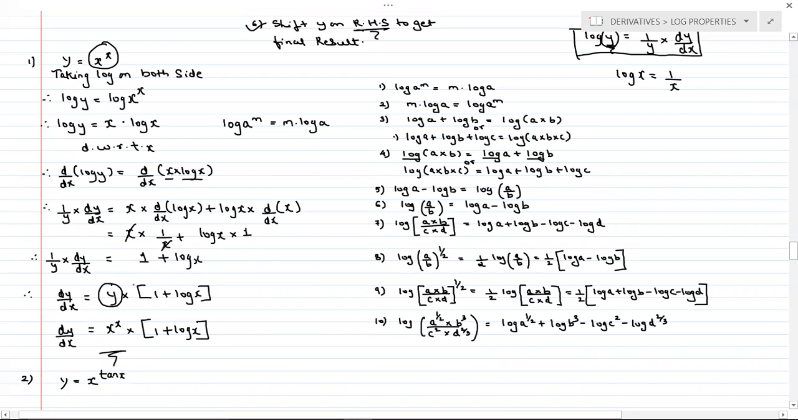Now remember why we have to shift this y to the right hand side: because we have to find the derivative with respect to x. So whenever you find the derivative with respect to x, see to it that the right hand side should be in terms of x only. Wherever you see y, you have to convert that y also in terms of x, because here we are finding the derivative with respect to x. It means the whole right hand side should get converted into x. So that's why I shifted this y to the right hand side, and then I resubstituted the value of y as x raised to x.